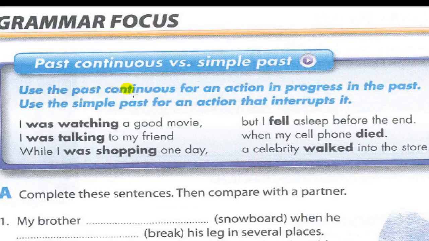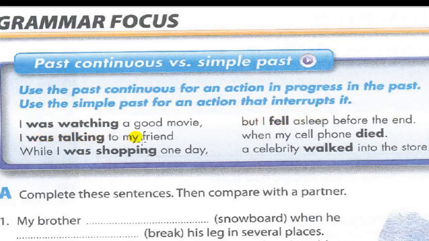We use the past continuous for an action in progress in the past, an action that continued for a long time. We use the simple past for an action that interrupts it. And the simple past here will come to stop this action. Example, I was watching a good movie. So I was watching the movie maybe for 2 or 3 hours, but then another action came and stopped it. I fell asleep. So I was watching a good movie, but I fell asleep. So this is the action in the past and it was continuing.